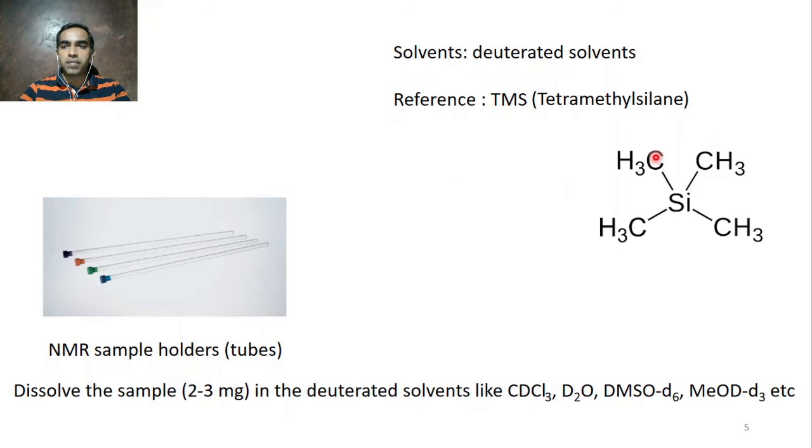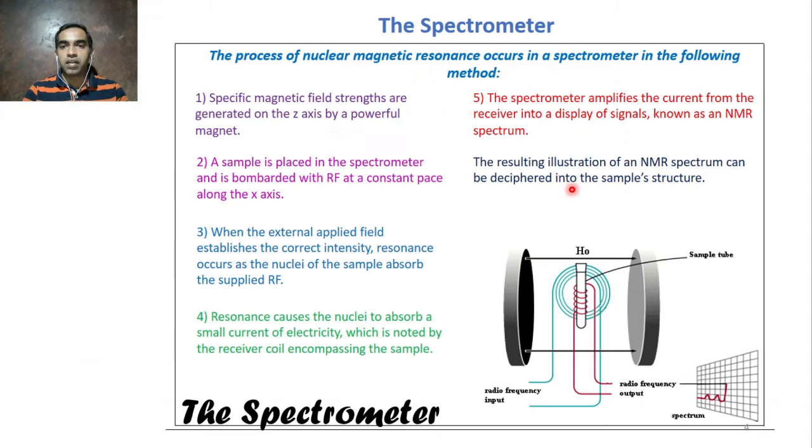Because of so many methyl groups, all these methyls are electron donating, and silicon is also electron donating. Because of these groups, all these protons are highly shielded. I'll come to the shielding and deshielding part. At this stage, you just note that they are highly shielded, and that's why they appear at very low frequency.